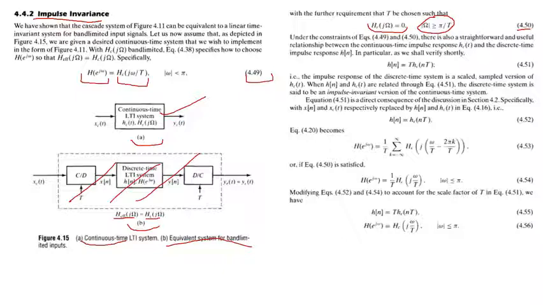the inverse of H(e^{jω}) will be h[n], and the inverse of this will be T h_c(nT). This is known as the impulse invariance version, because this response is in the discrete domain, and this is in the continuous domain, or the samples, we can say. So this discrete-time system is said to be the impulse invariant version of the continuous-time system.